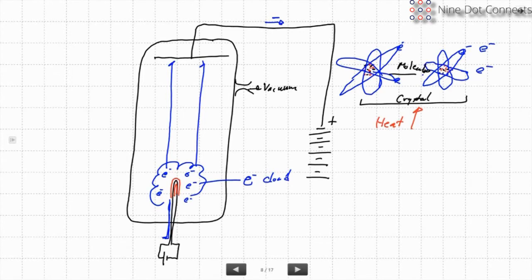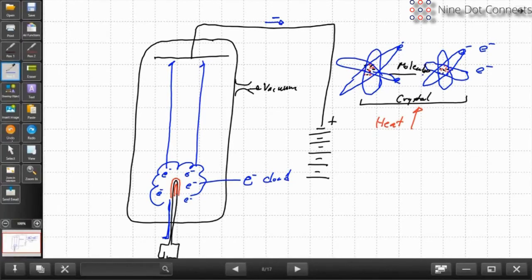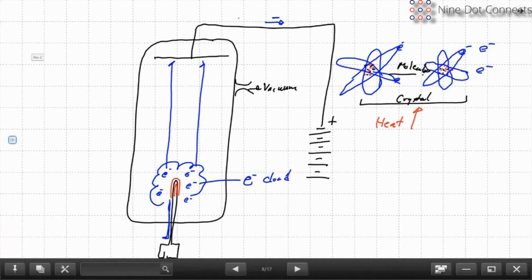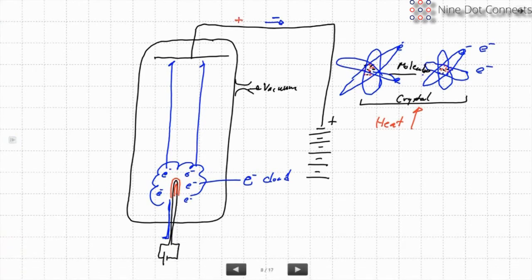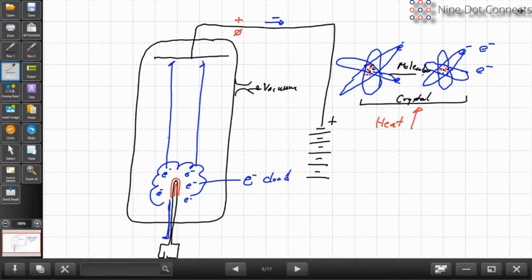Okay, so what happens if we decide that instead we're going to take this and make it a positive voltage? If it's a positive voltage, the current is 0 because all of the electrons in that case are repelled.